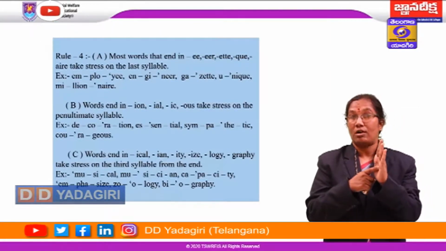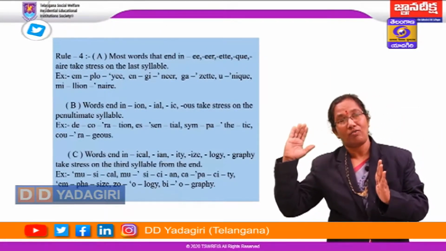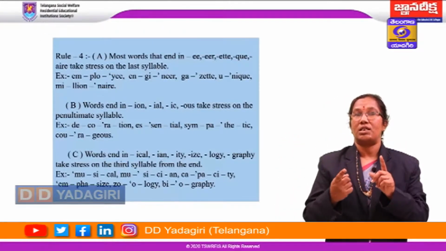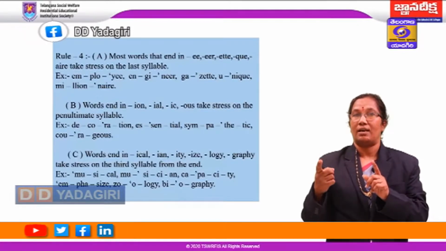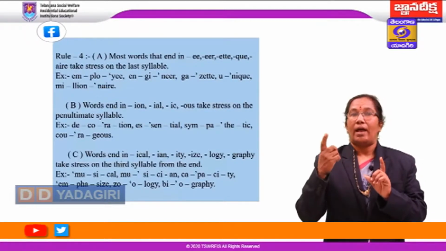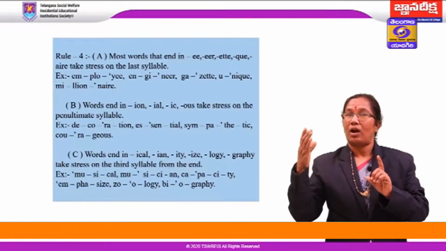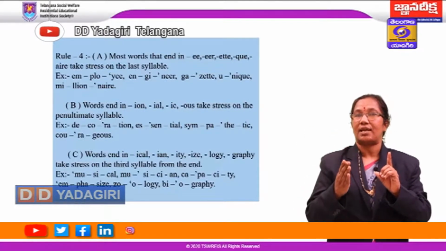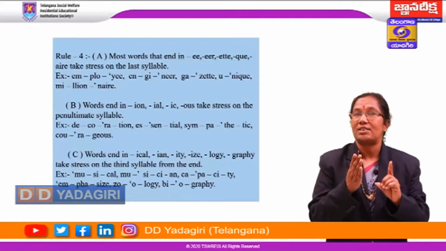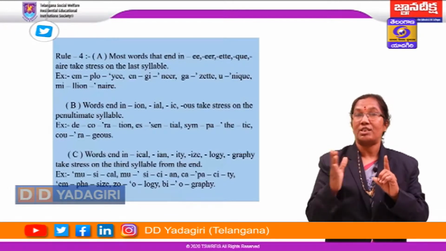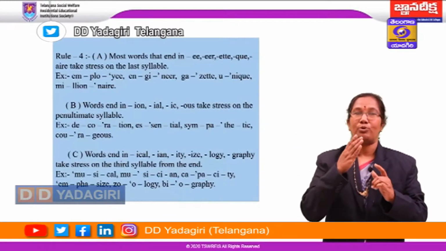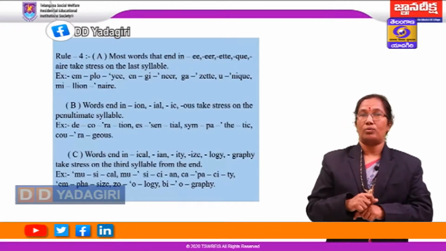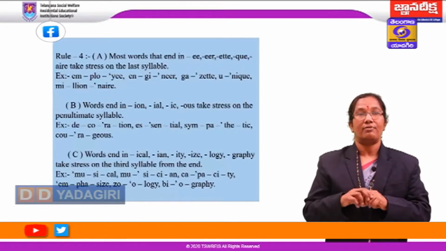But you should not say first; we should talk about counting from the last. Again, we have musician. Count the syllables from the last. 'An' is the first, 'ci' is the second, 'mu' is the third. So where is the stress? You can observe here, musician. So how do you utter this word? Musician.